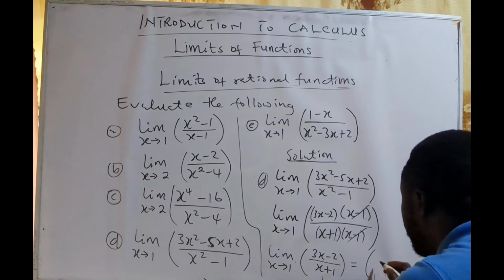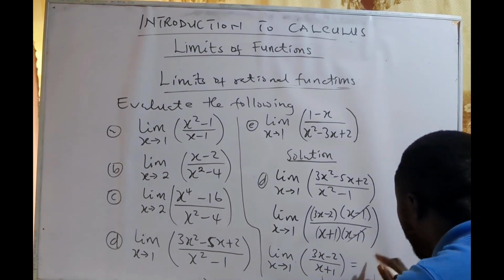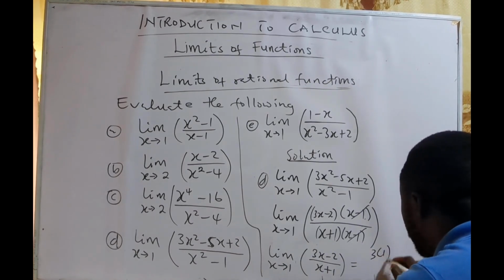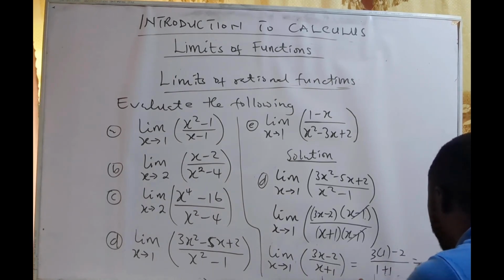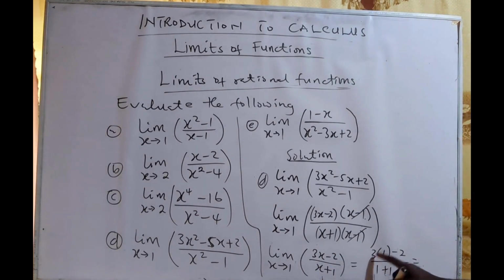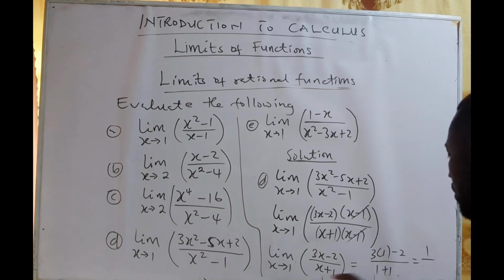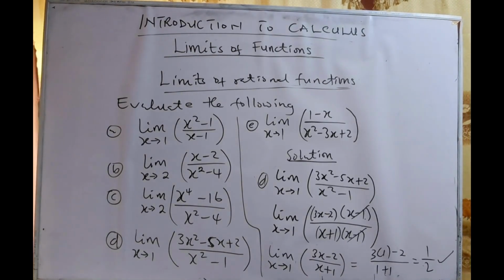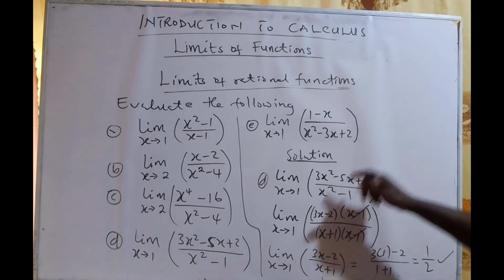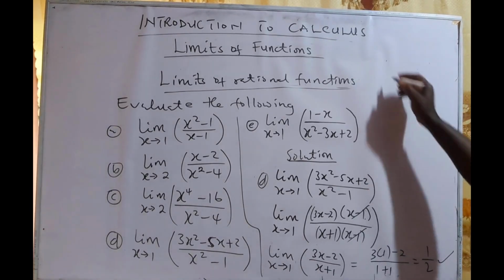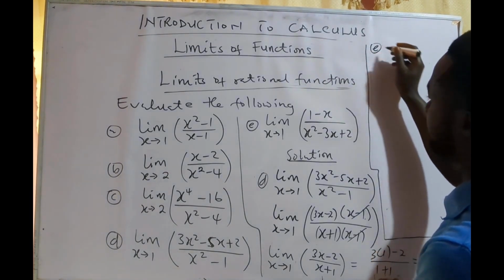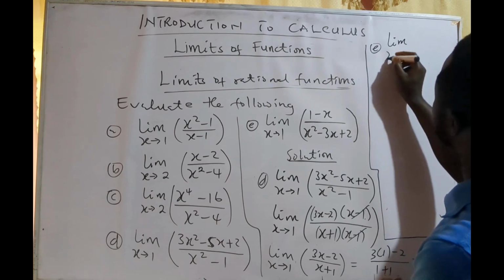So we have three times 1 minus 2, all divided by 1 plus 1. Alright, so we substitute 1 here. 3 times 1 is 3, minus 2 will give me 1, and then 1 plus 1 will give me 2. So the limit of this function as s approaches 1 is 1 over 2. It's 1 over 2.